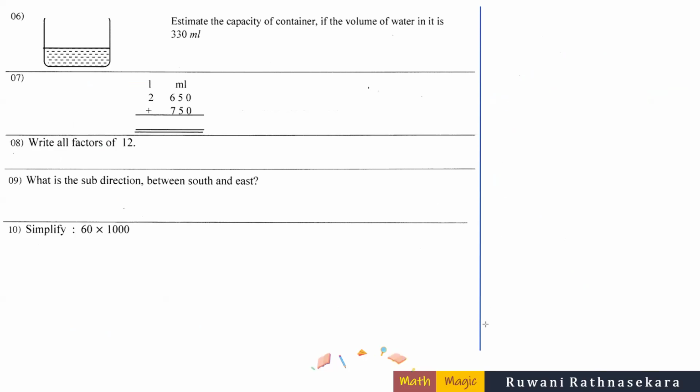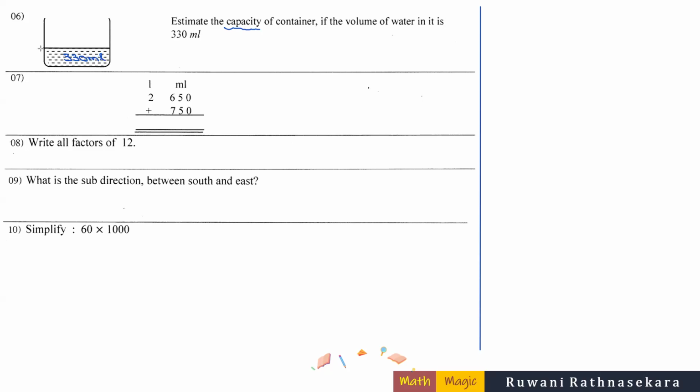It's from estimation, a familiar lesson. Estimate the capacity. Capacity means how much you can fully fill into a container. In Sinhala, we call it dharitava. You have to estimate the capacity of the container. If it contains 330 milliliters of water, you compare what's filled and what's not filled and see how much you can fill into this container.